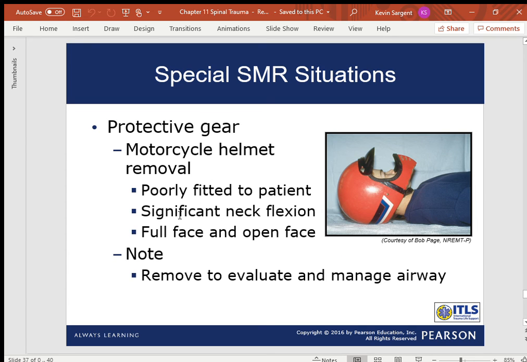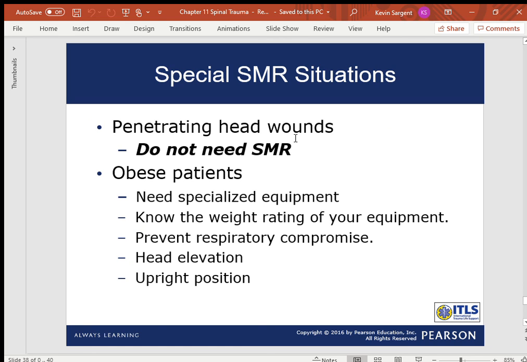Motorcycle helmet removal. If they're not fitted to the patient very well, if there's significant neck flexion, full face or open face, remove the helmet if you have to manage the airway. In this case here, obviously you can't manage the airway, so the full face helmet needs to come off. There is a procedure that requires 2 people. Okay, so we'll practice that when we get back to lab. Penetrating head wounds do not need spinal motion restriction. So if someone is stabbed in the head, they don't need their neck immobilized.